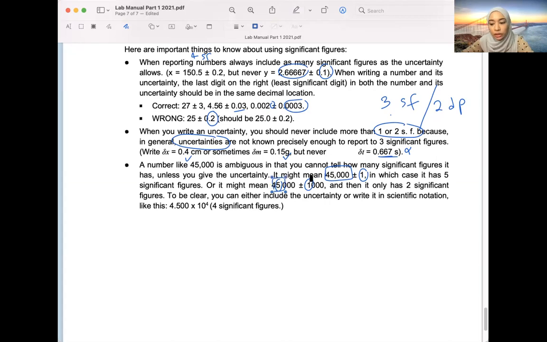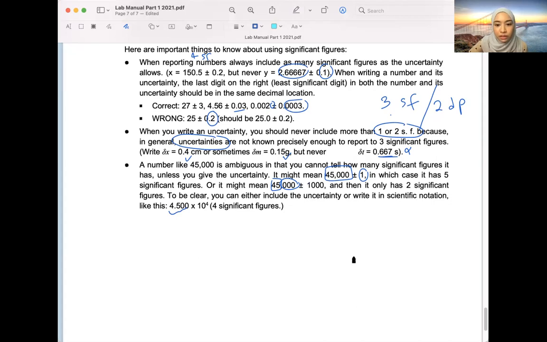Whereas 45,000, when your uncertainty is 1,000, it will go up to 46,000, 47,000, 48,000. So the back digits become not significant, not meaningful. Okay, so in this case, only these 2 digits become meaningful. So your uncertainty will affect your significant figures. This is why they say go for 1 or 2, but never 3. It's troublesome. Okay, to be clear, you can either include the uncertainty or write it in scientific notation like this, 4.5 times 10 to the 4. In this case, you have 4 significant figures.